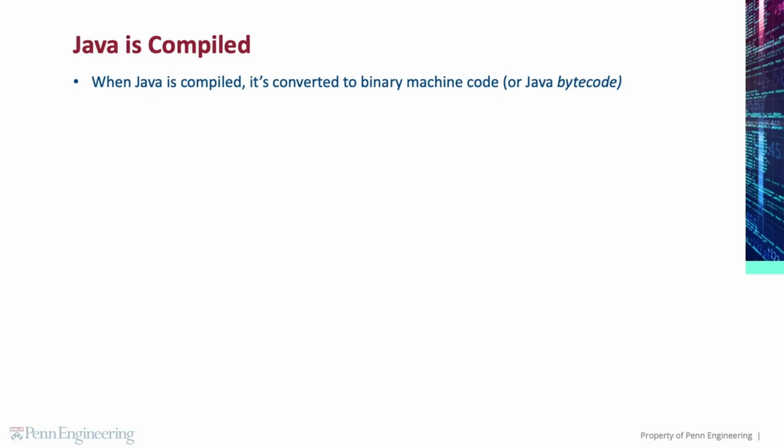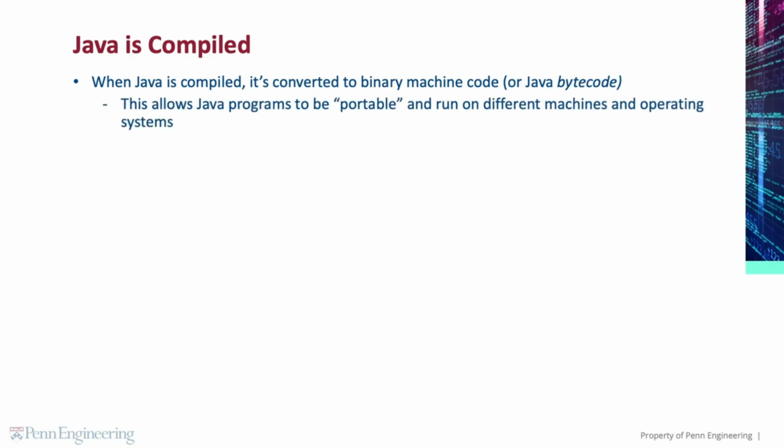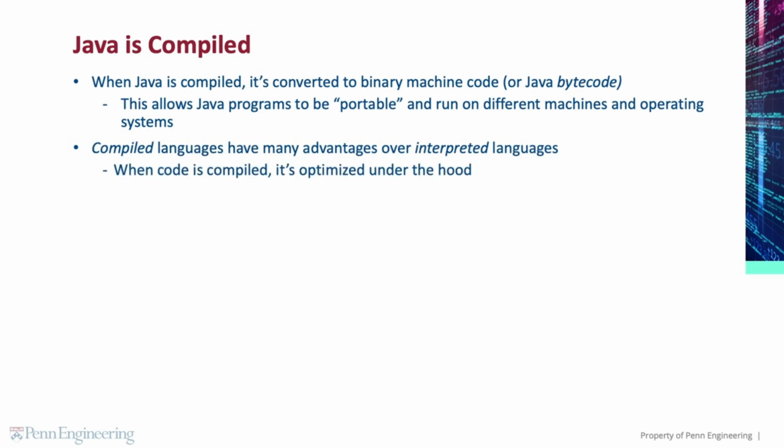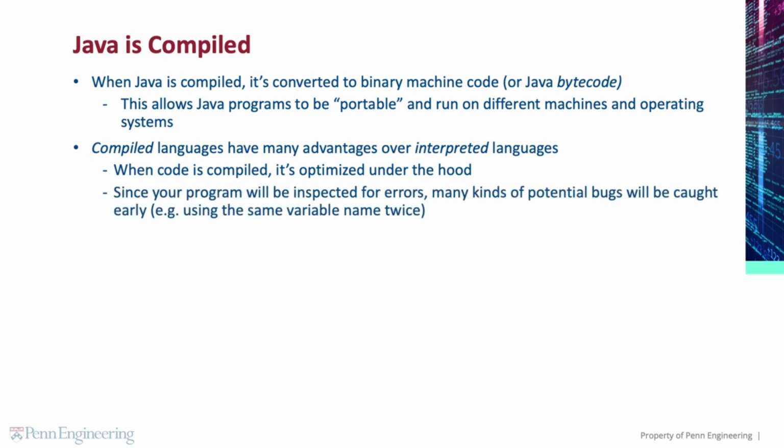When Java is compiled, it's converted to binary machine code or Java bytecode. This allows Java programs to be portable and run on different machines and operating systems. Compiled languages have many advantages over interpreted languages. When code is compiled, it's optimized under the hood. Since your program will be inspected for errors, many kinds of potential bugs will be caught early on, for example, using the same variable name twice. And your program will not run if it's not compiled.